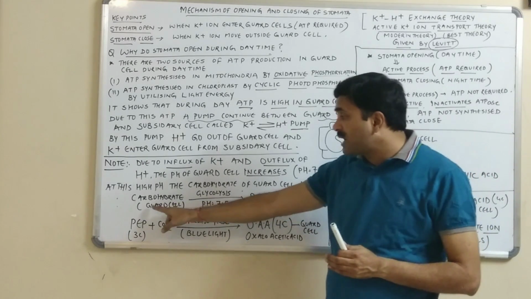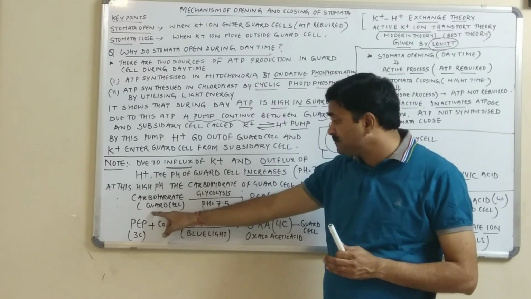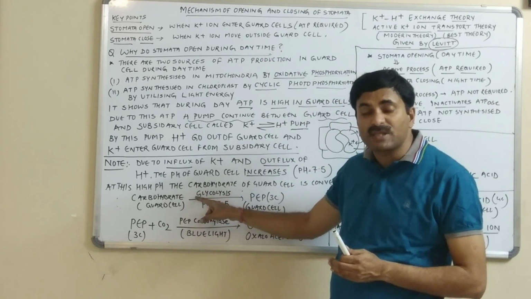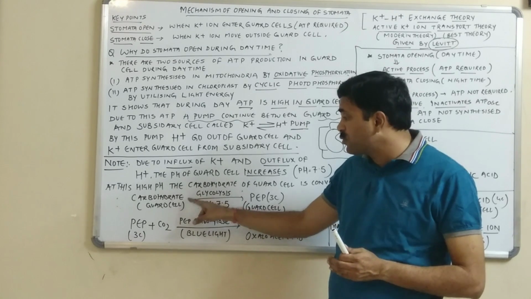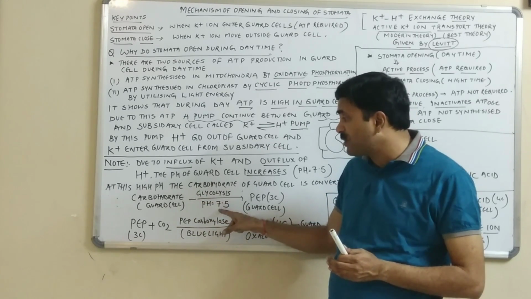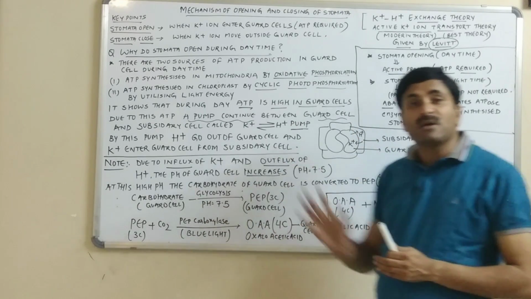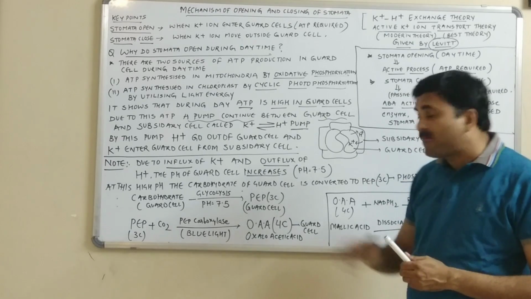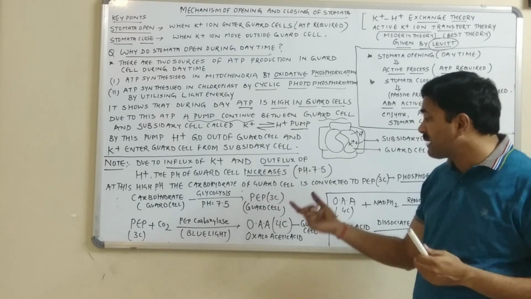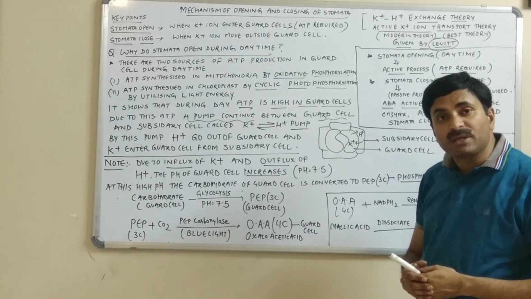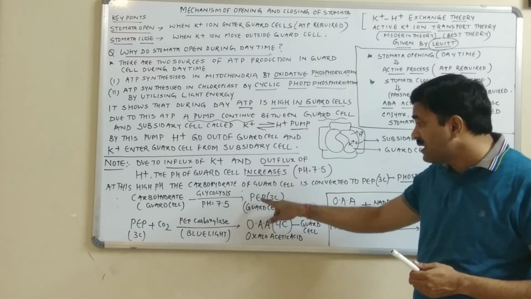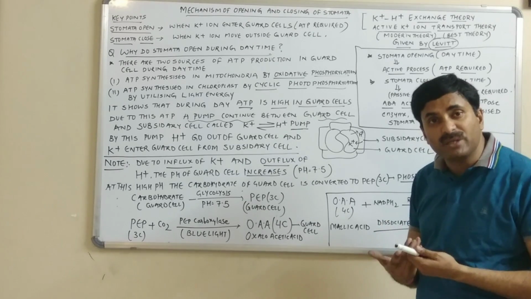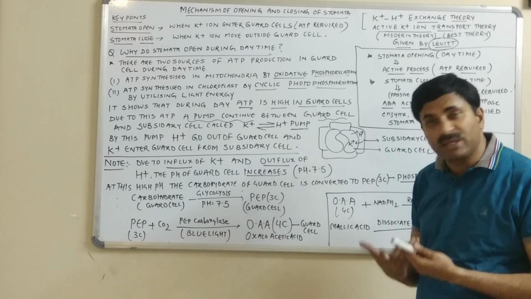So see here, the carbohydrate content present in the guard cell, what happens? By the process of glycolysis, you know very well, glycolysis is the breakdown of glucose, and breakdown of glucose occurs at this pH, at 7.5 pH in the guard cell. As soon as the carbohydrate is broken down, the 6-carbon compound will be converted into a 3-carbon compound, and that 3-carbon compound is called as what? The PEP. So now the PEP, phosphoenol pyruvic acid, is formed in the guard cell.